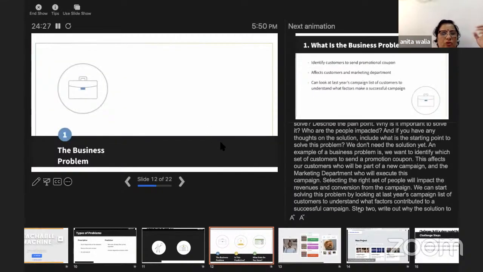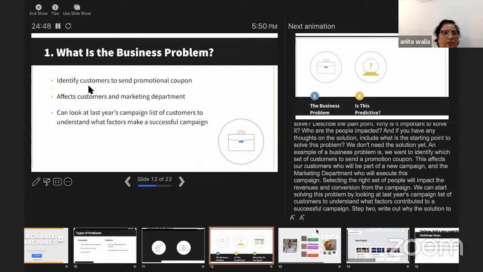So when you're talking about a particular business problem, you have to first identify what is the problem, what are the steps to solve that problem, and then develop an AI model. So I will take a business problem here, and that business problem is to identify the customer to send a promotional coupon, right?